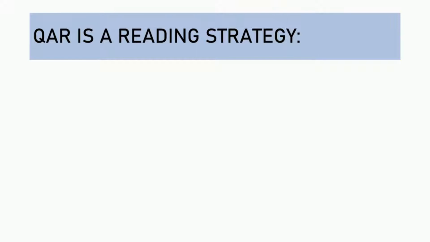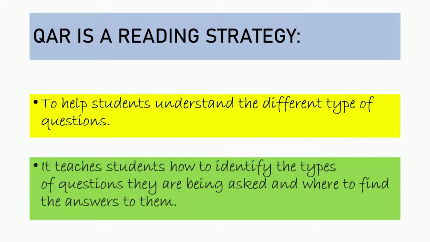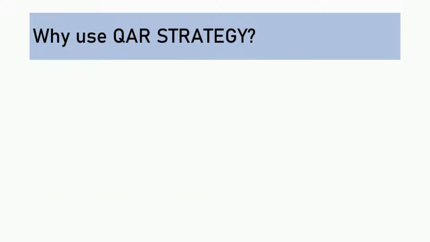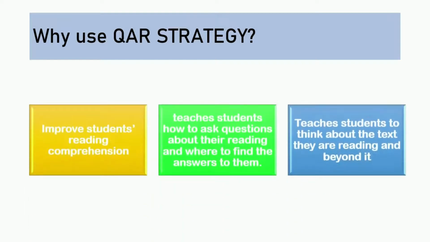So what is QAR strategy? It is a strategy to help students understand the different types of questions, and it teaches them to identify the types of questions they are being asked and where to find the answers to them. We use QAR strategy to help students improve reading comprehension and get them to ask questions about their reading and where to find the answers to them, and it teaches them to think about the text they are reading and beyond it.